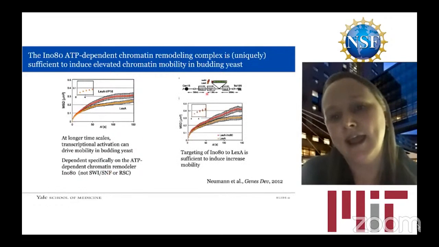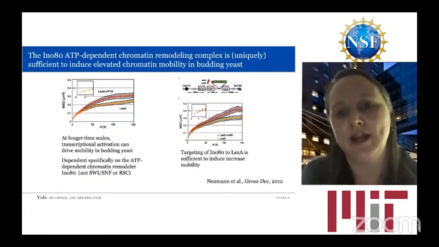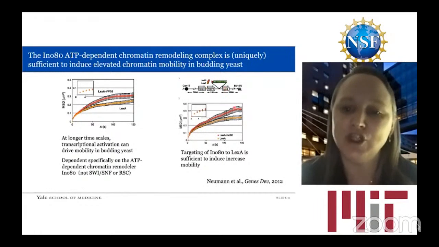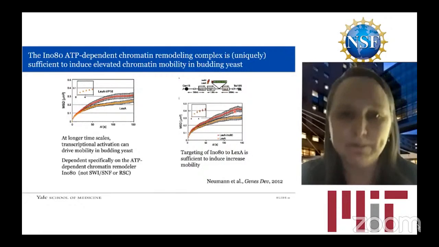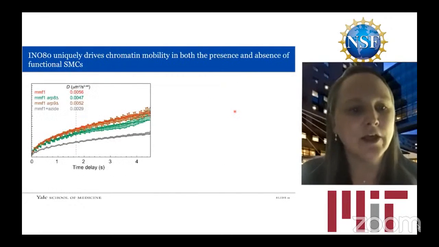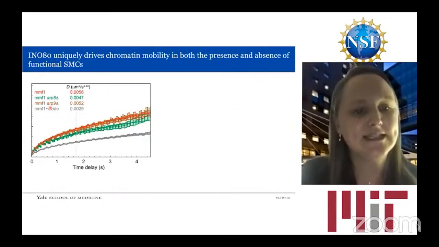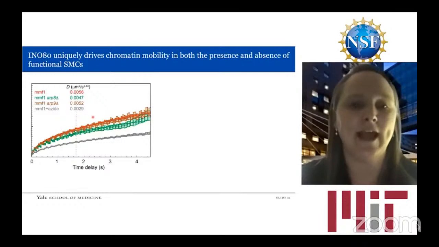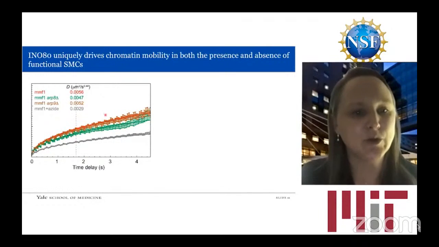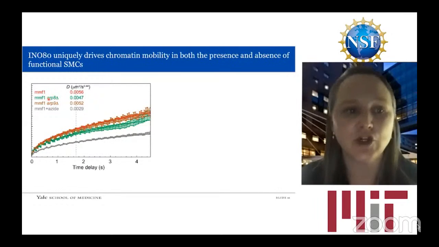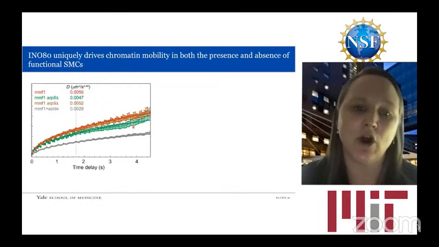And using an approach where they could target the INO80 complex to a locus, they were able to show that just targeting INO80 was sufficient to boost chromatin mobility independent of transcription. So we followed up on this by looking at nucleosome remodeling in fission yeast, and our data largely recapitulate what the Gasser lab described in budding yeast. So here again is our locus MMF1. We find that if we deplete the protein Arp8, which is a non-essential component of the INO80 chromatin remodeler, this does lead to a decrease in chromatin mobility.